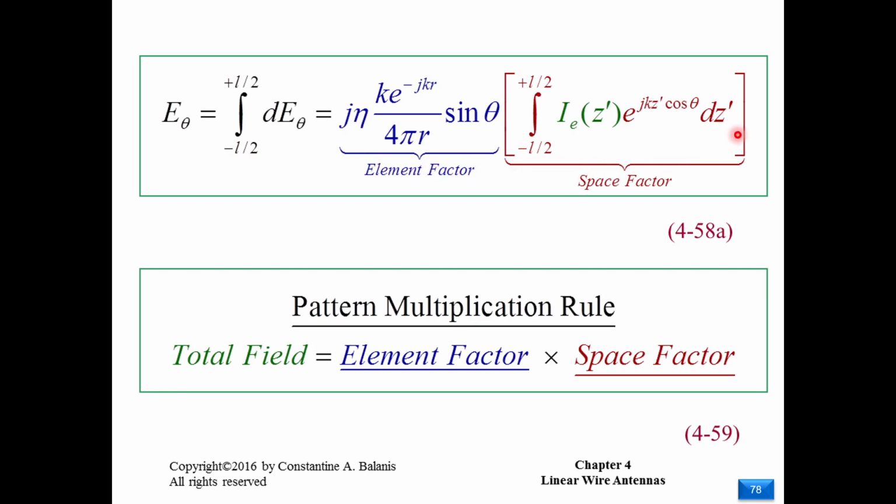So we find that it will equal this expression. Here, of course, if we have a length, we'll have a current distribution, and we integrate over the length. So this is the element factor again, and this is the space factor. We will end up with the element factor multiplied by the space factor, as we're going to see in the antenna array lecture next week, inshallah.